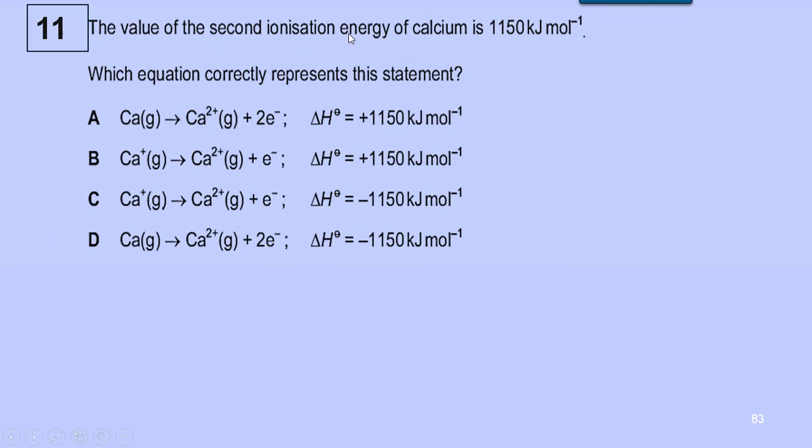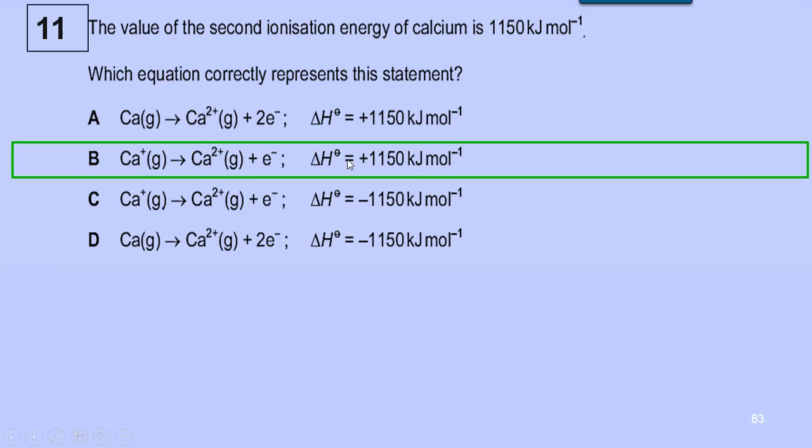The value of the second ionization energy of calcium is 1150 kilojoule per mole. Which equation correctly represents this statement? The second ionization energy means we have a positive ion with one positive charge and it will change into a positive ion with 2 positive charges. So we can exclude choice A and D. We have 2 choices, B and C. Which one is correct? Both of the equations are correct, but we will choose B because ionization energy always takes a positive value.